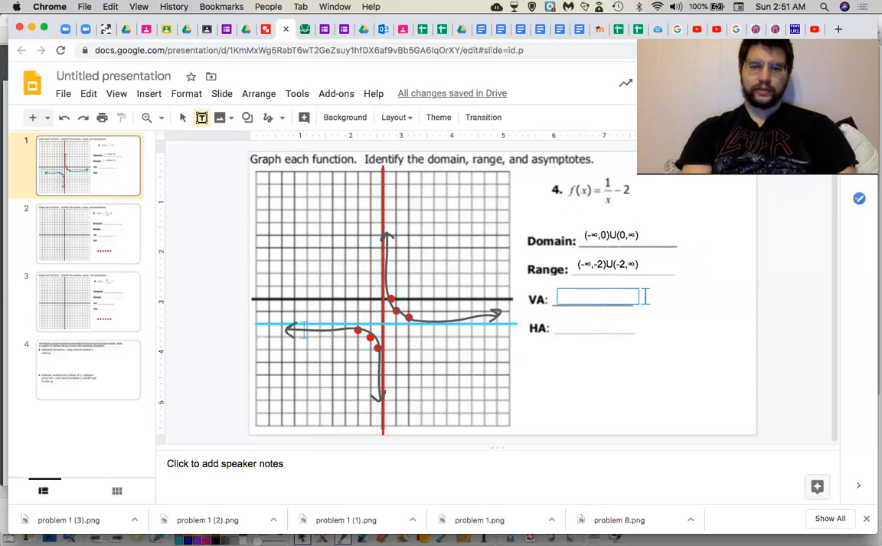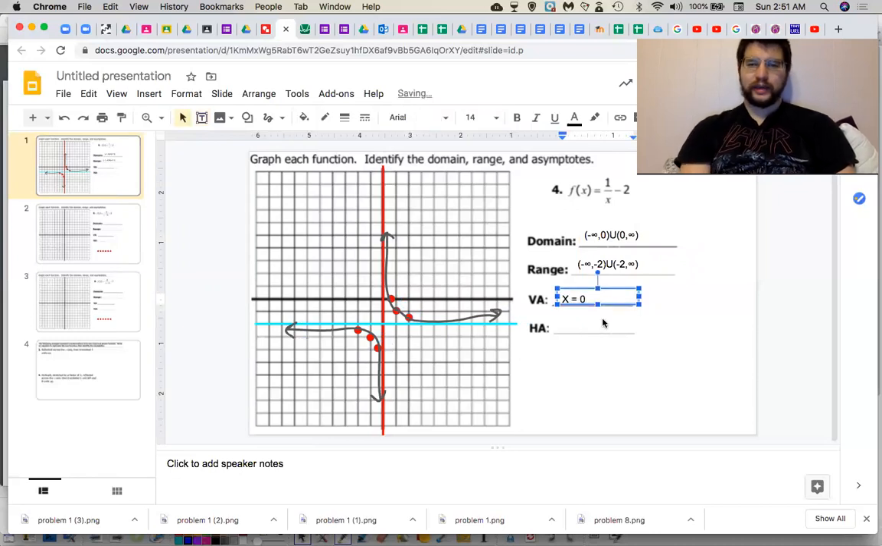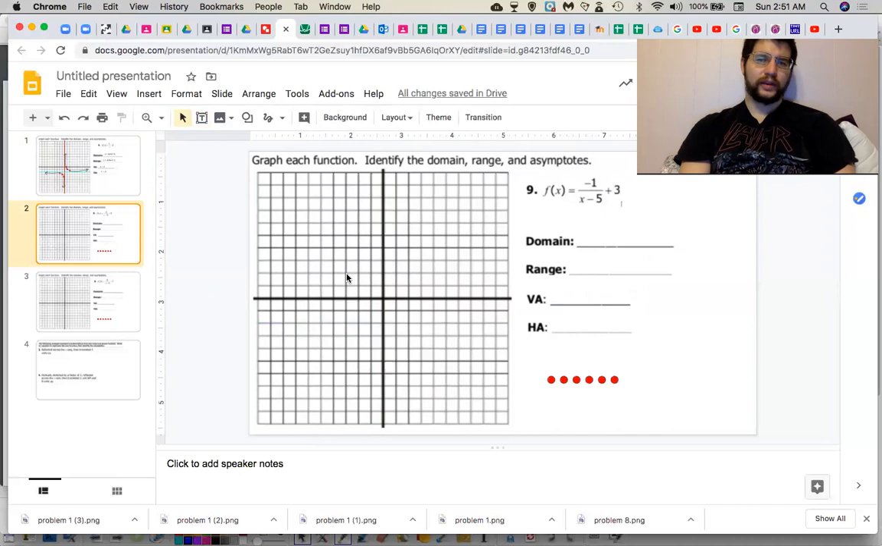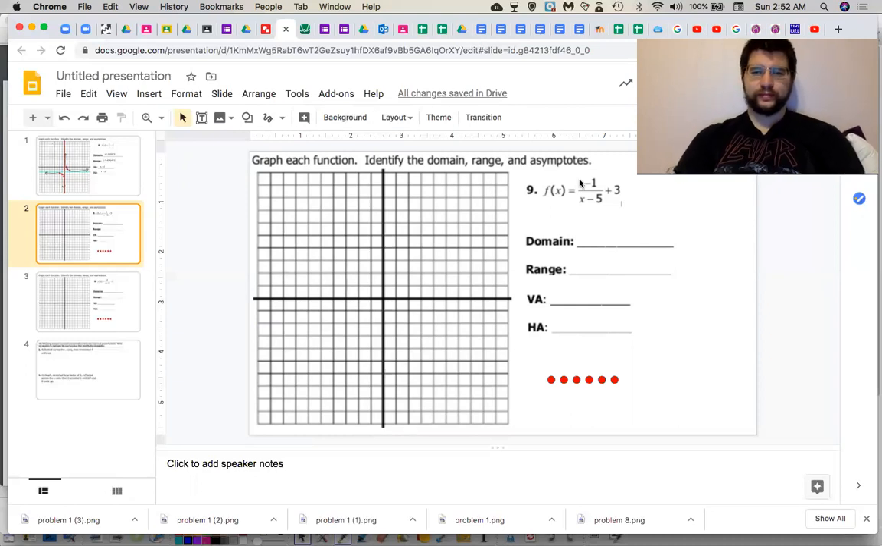Vertical asymptote, x equals 0. It's going to automatically capitalize the x for you. Don't worry about that. It's fine. Horizontal asymptote, y equals -2. And then that's done. So yeah, let's just practice a couple of those so you can see how it's done. I'm going to give you quite a few of these. But you'll be all right. Just kidding. I'm only going to give you 20 or 30 or 15.